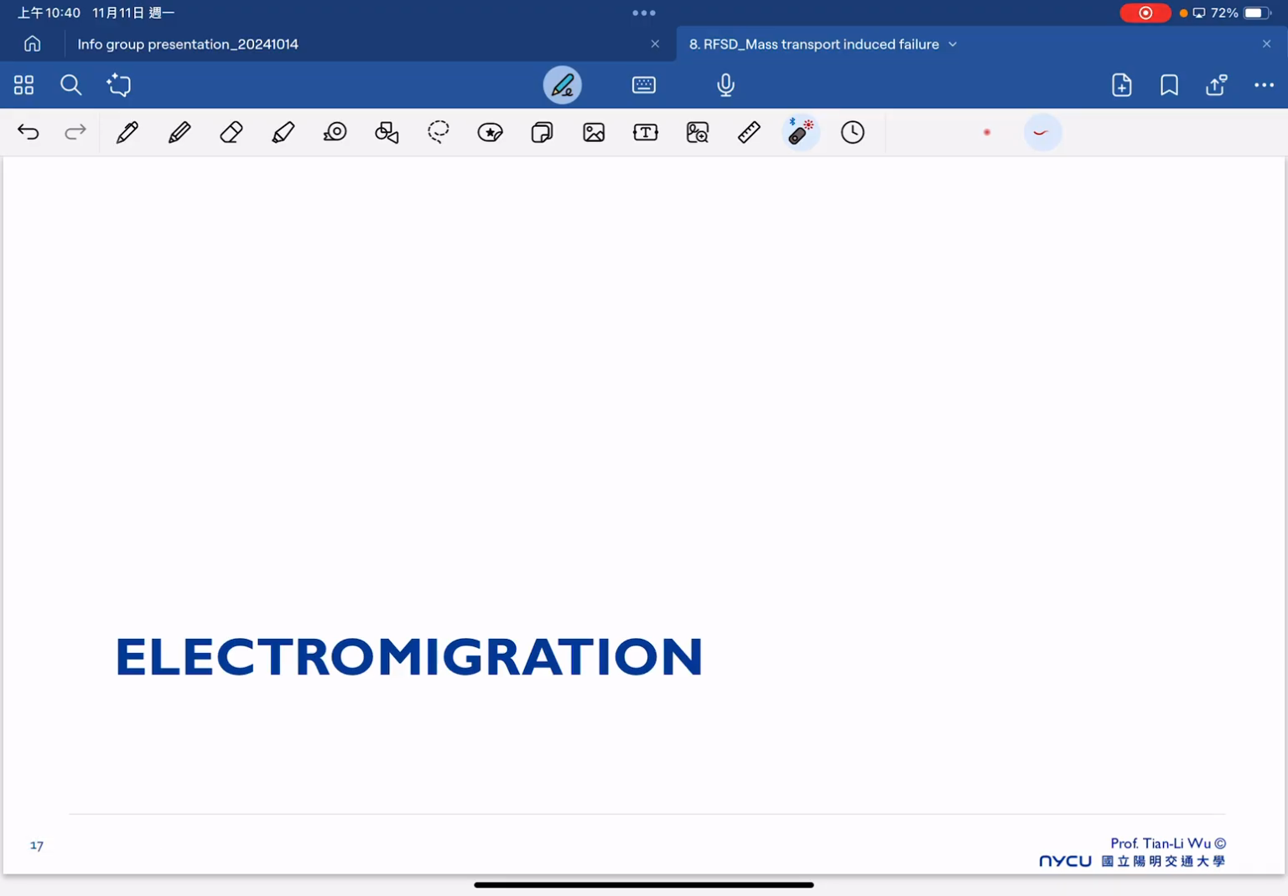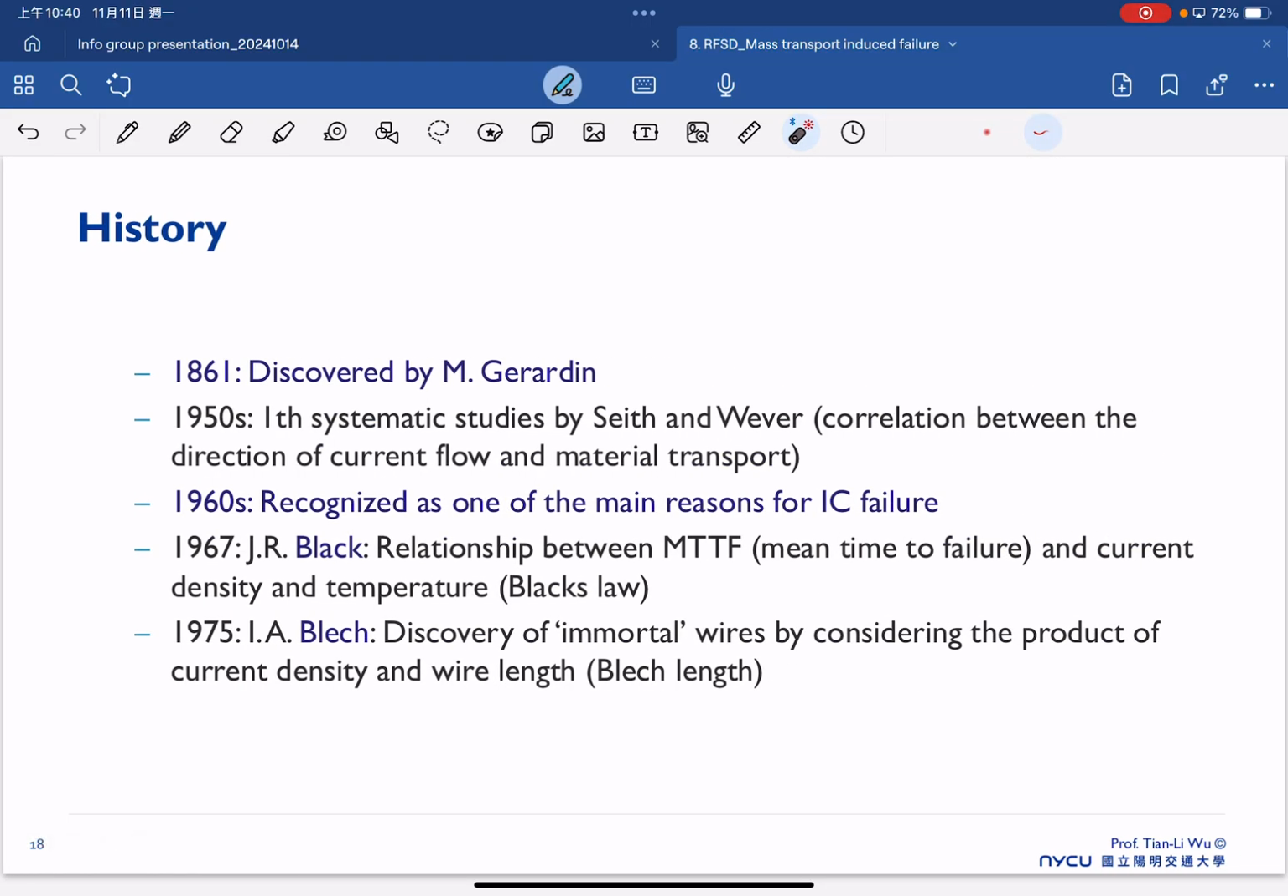Okay, so let's go back to the history of how people started to realize electron migration is one of the critical semiconductor issues. As you can see, if you look at the history, this is a very, very old reliability issue, but nowadays still nobody can have great confidence to solve these issues. So this was already discovered in 1861, and from 1950, that's the first systematic study by these two guys.